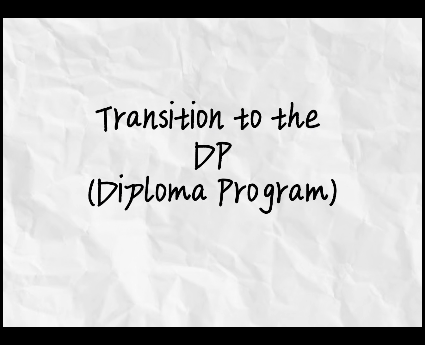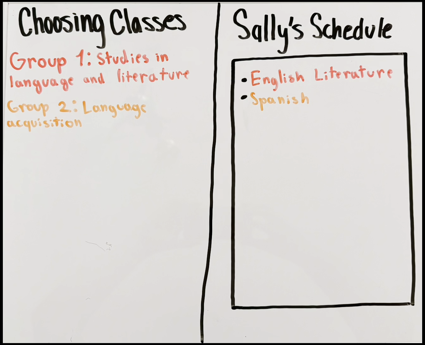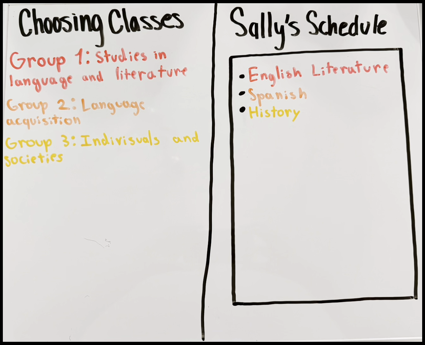To start, the IB program's classes and requirements follow an outline of 6 groups as well as the DP core. Group 1 is Studies in Language and Literature. These are your Language A classes, for example, English Literature. Group 2 is Language Acquisition. These are your Language B, Language Ab Initio, and Classical Language classes, for example, Spanish or German Ab Initio. Group 3 is Individuals and Societies. Examples of these classes are Psychology, History, and Philosophy.